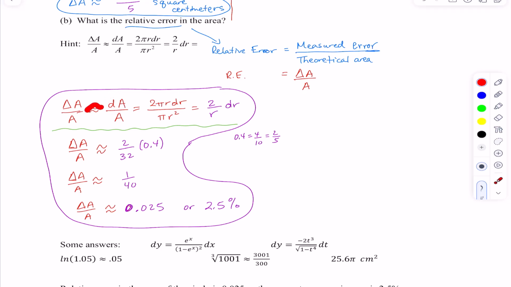And the reason why it's an approximation is because the actual change in A is approximated by dA. Simply substitute and simplify. You end up getting this expression here, 2 over r times dr. Now we know what dr is. Dr is also the actual change in the r direction, which was given to be 4/10. Substituting these quantities, we get our relative error right here is approximately this decimal number here, or 2.5%.